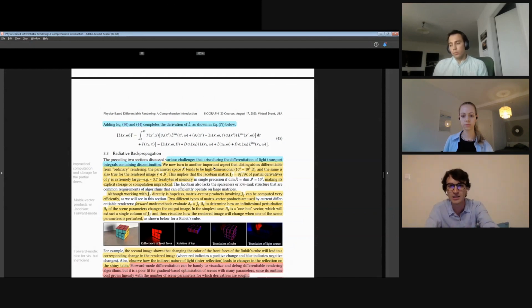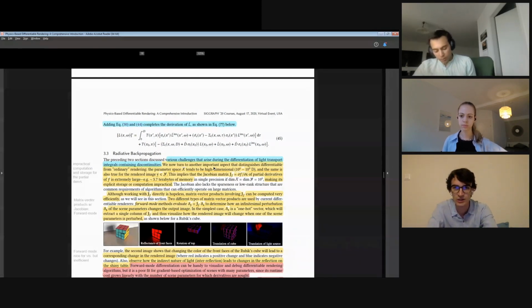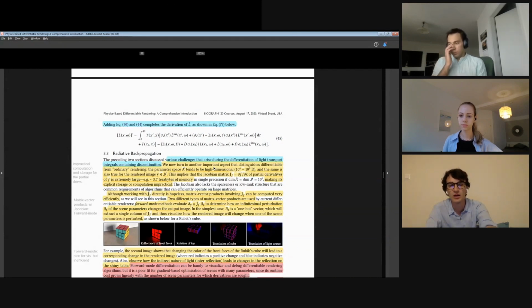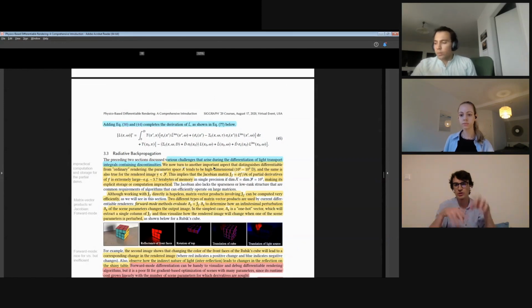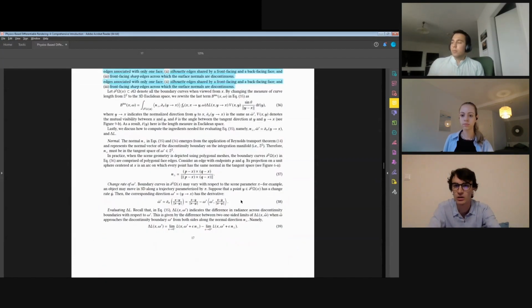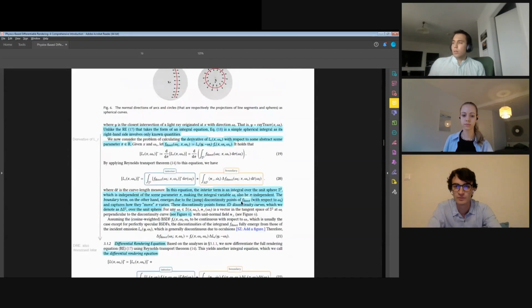And have you read the DreamFusion paper by any chance? Nope. It's actually quite cool. So what they do there is text to 3D using 2D diffusion. You input some text and then they output a 3D model of it.